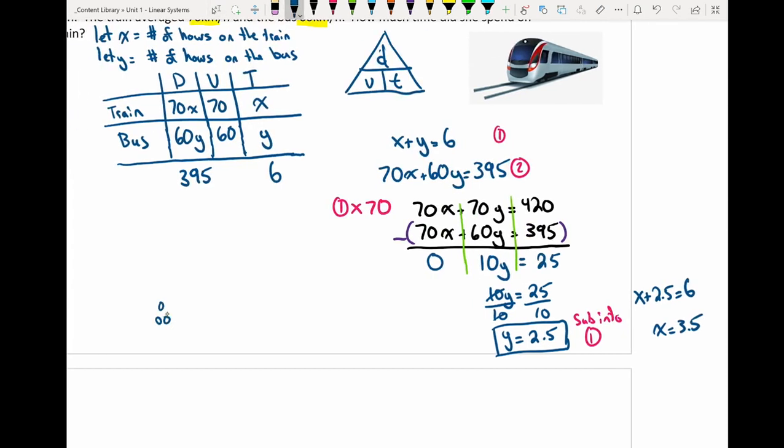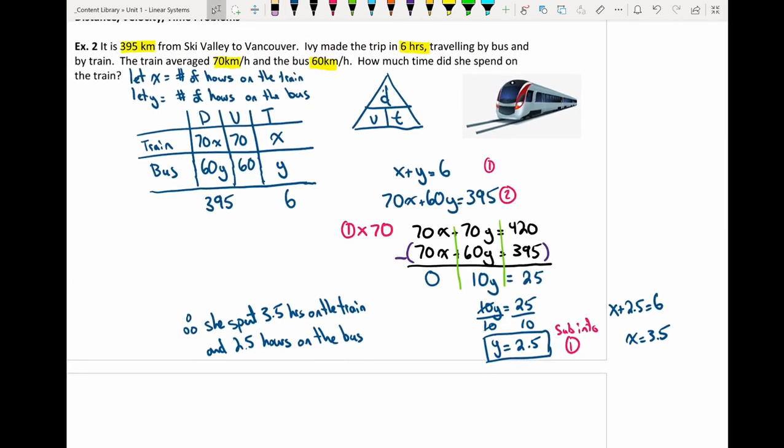So therefore, she spent 3.5 hours on the train and 2.5 hours on the bus. So that is an example of a distance time or distance velocity time problem.